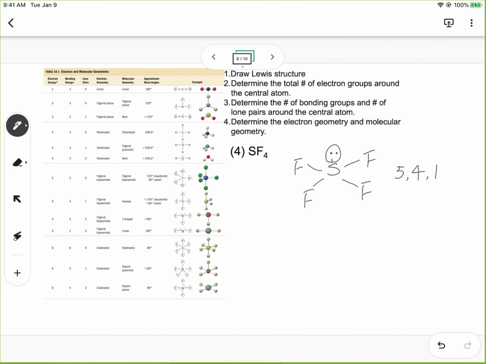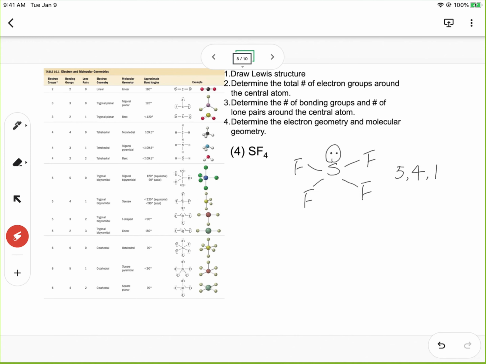5, 4, 1. Let's take a look. 5, 4, 1 is right here. Electron geometry, trigonal bipyramidal geometry. Molecular geometry would be the seesaw geometry. This is how the seesaw geometry looks like.